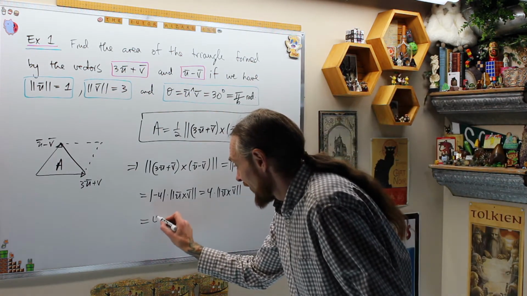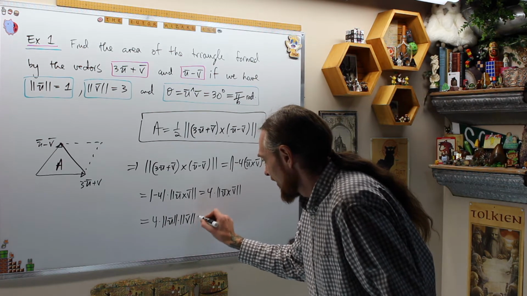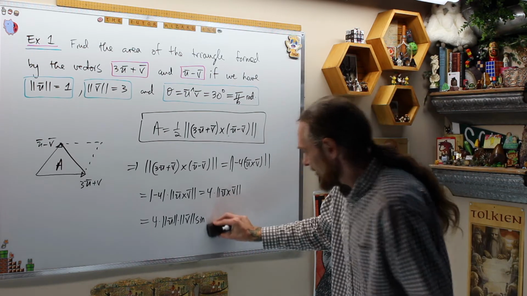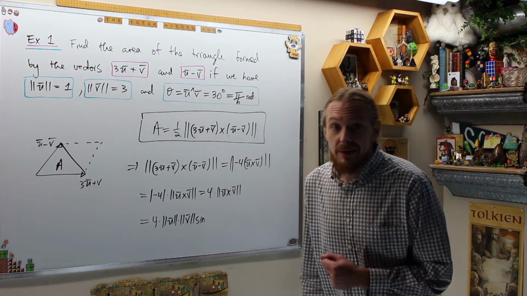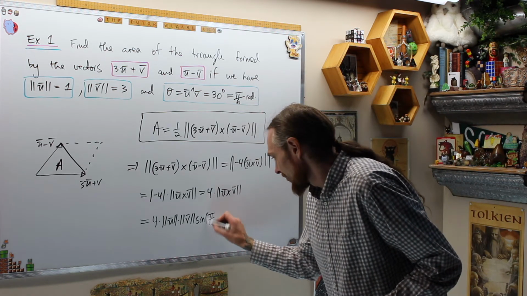What does that say? We have 4 times the magnitude of u times the magnitude of v times sine of the angle between them, which is 30 degrees. I don't even like 30 degrees. I shouldn't give those to you. Where we're going, we don't need degrees. It's always radians. 30 degrees is pi over 6 radians.